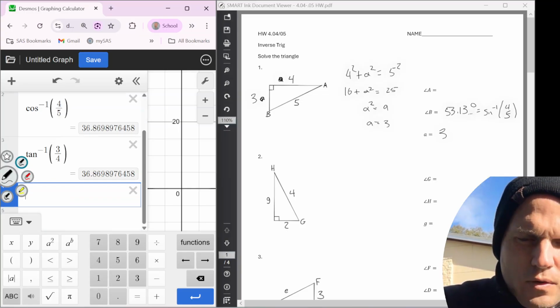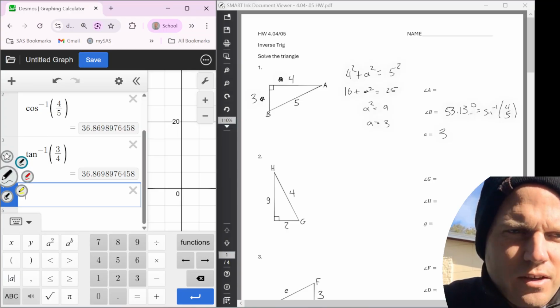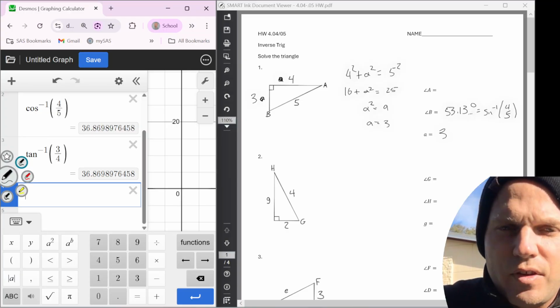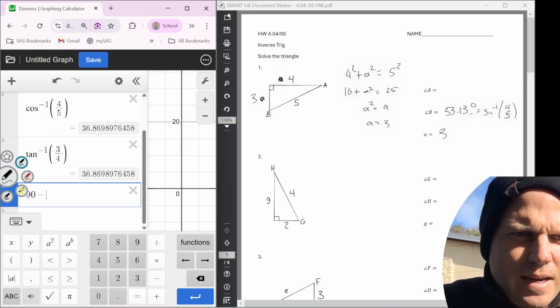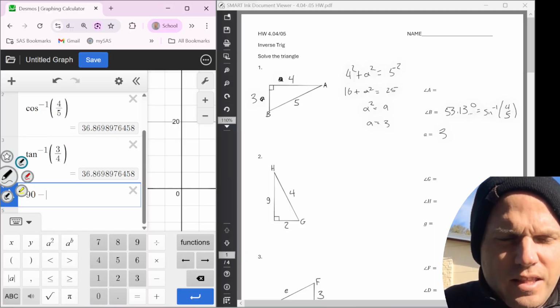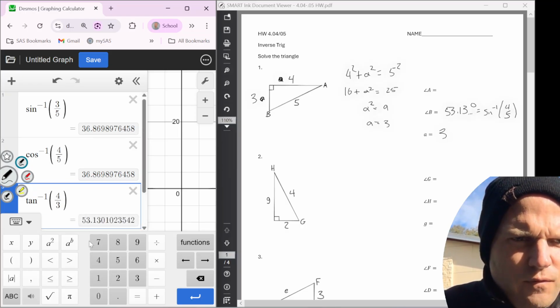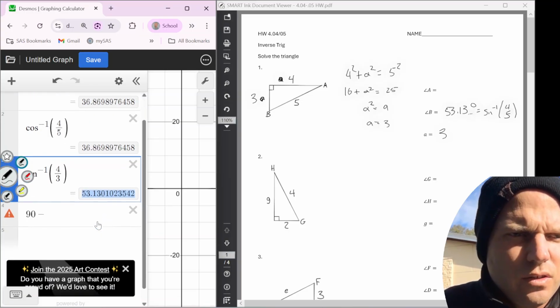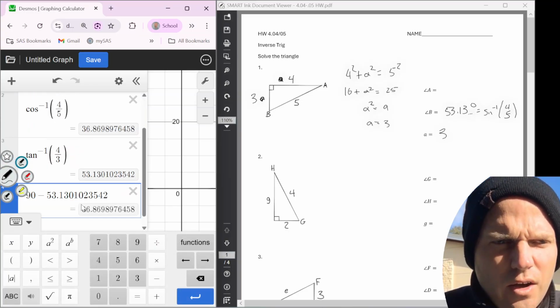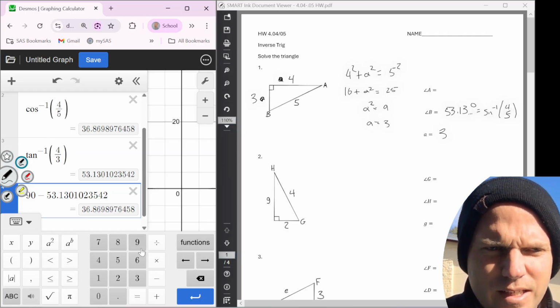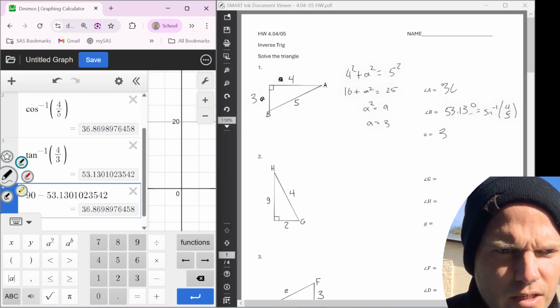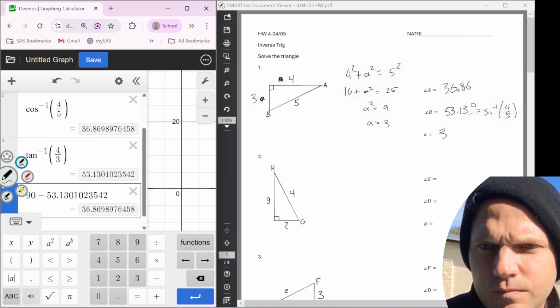Or you know that all 3 angles are going to add up to 180 degrees. You already have a 90, so that means these 2 angles add up to equal 90. We could have taken that 90 and subtracted that 53.13 degree angle to get your other angle, 36.869. So there's just a lot of different ways to do it.